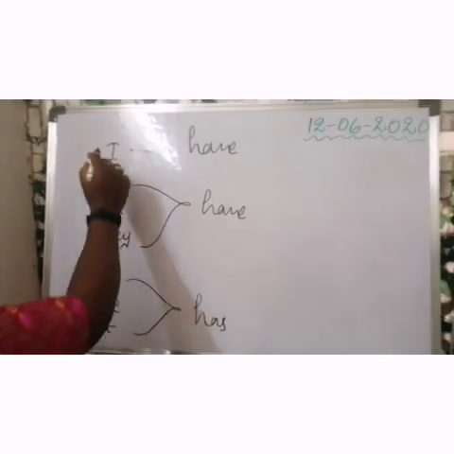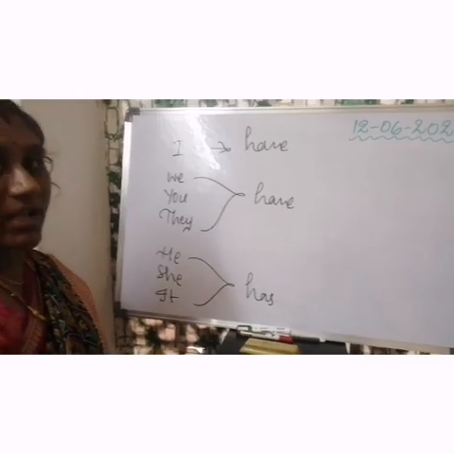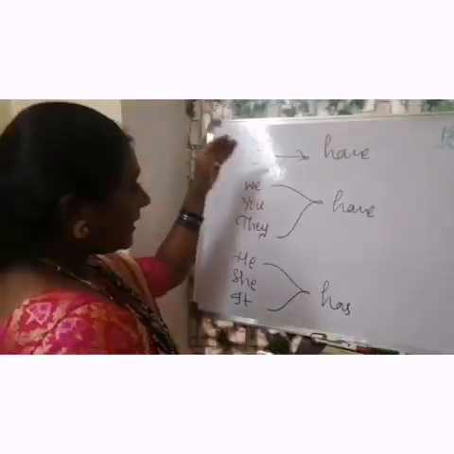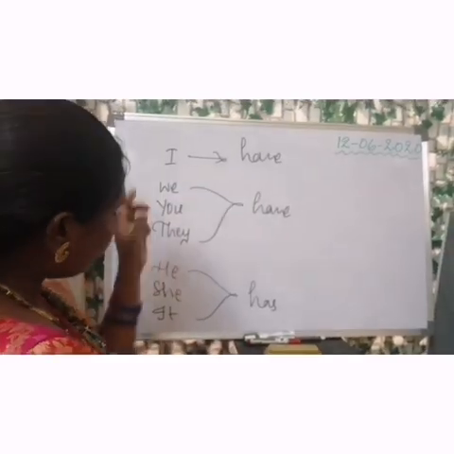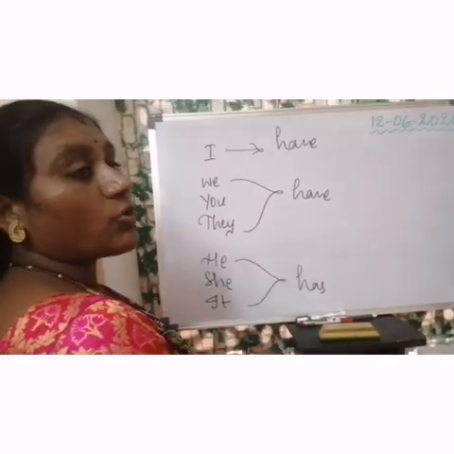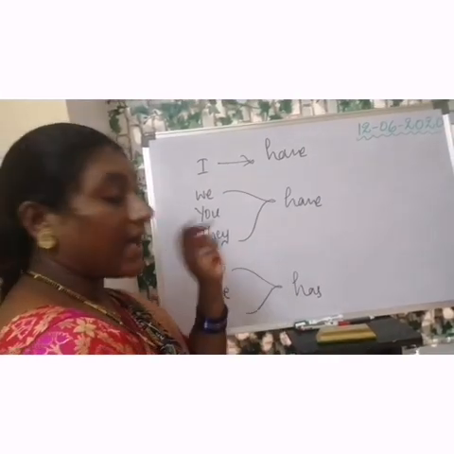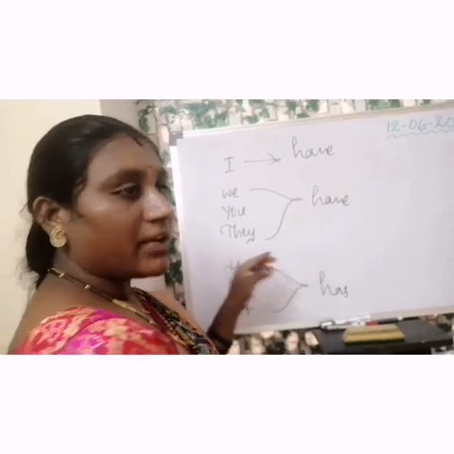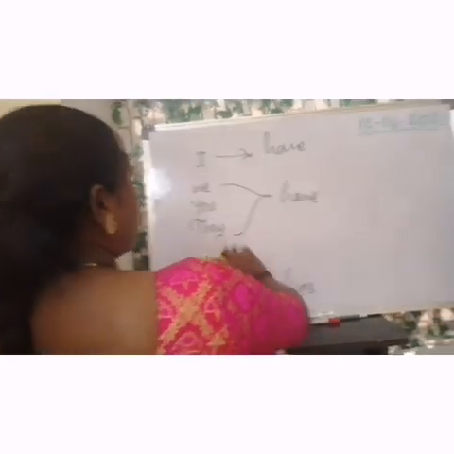For example, I have, we have, you have, they have. So we use have for first and second pronouns, I, we, you, they. But when it comes to the third persons or third pronouns, he, she, it, we use has. Okay, so just remember it. Just for first and second pronouns we use have, and for the third pronouns we use has. So let's have some examples of this present perfect continuous tense.